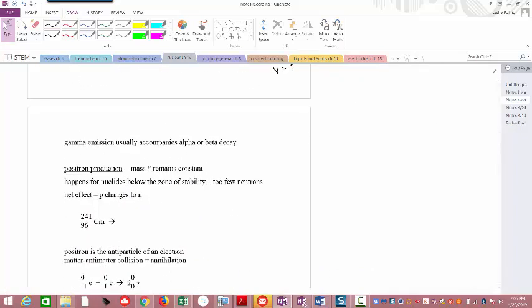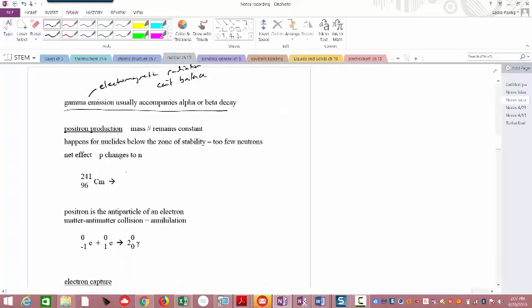Now, if we have gamma emission, that usually goes along with that because remember, gamma is just electromagnetic radiation, so we can't put it in an equation and balance it.